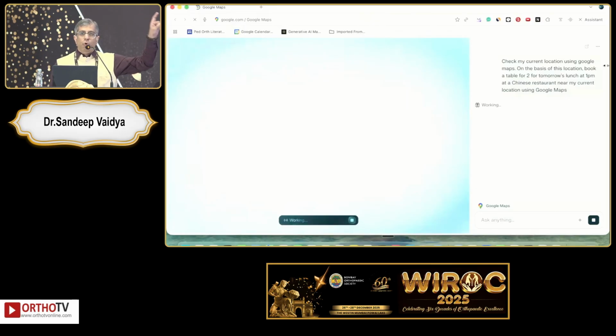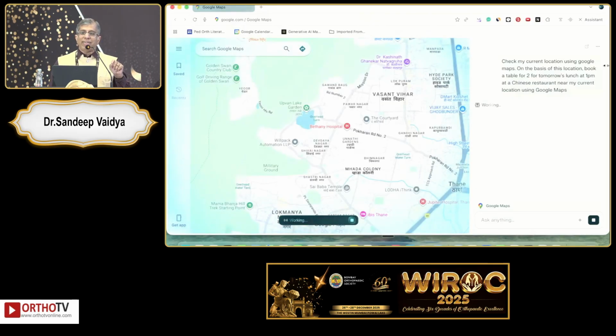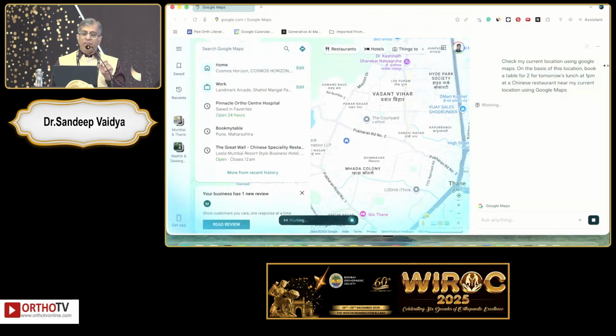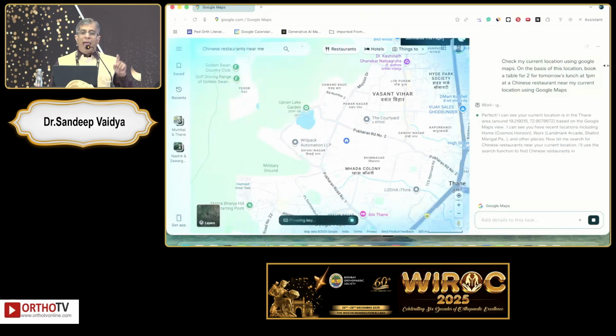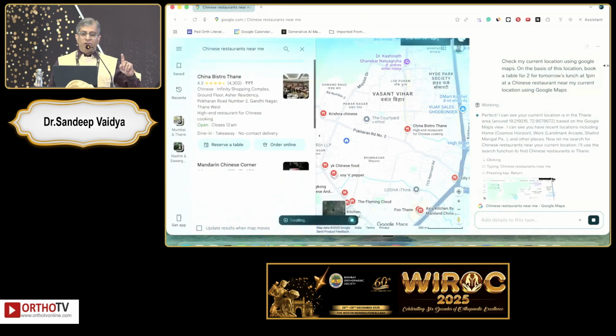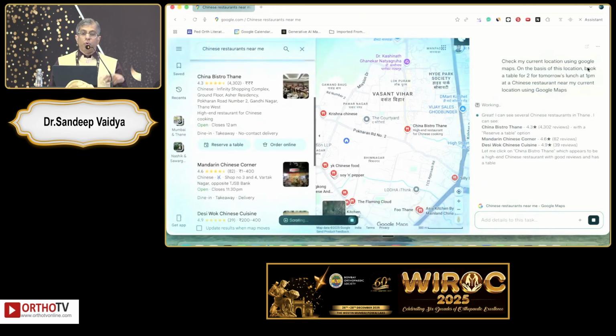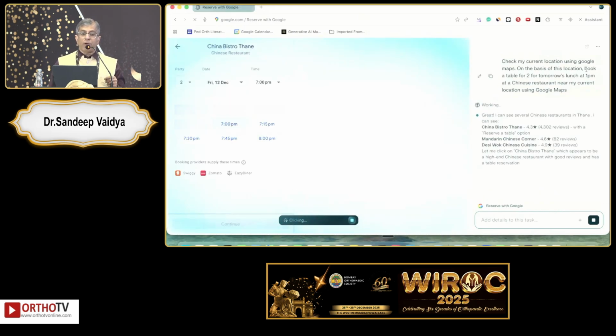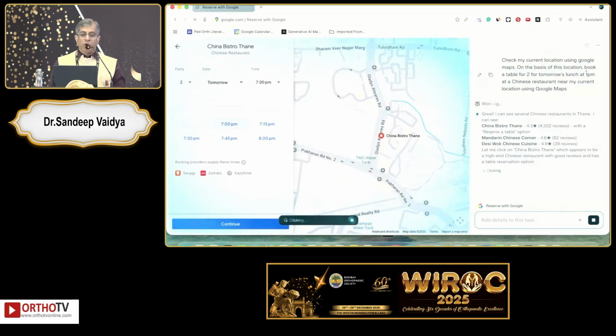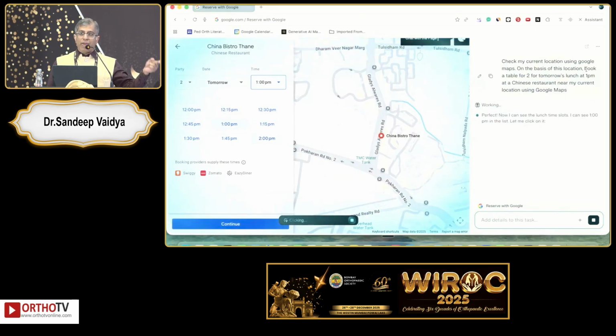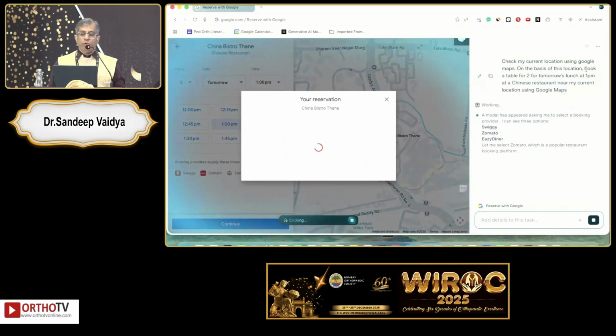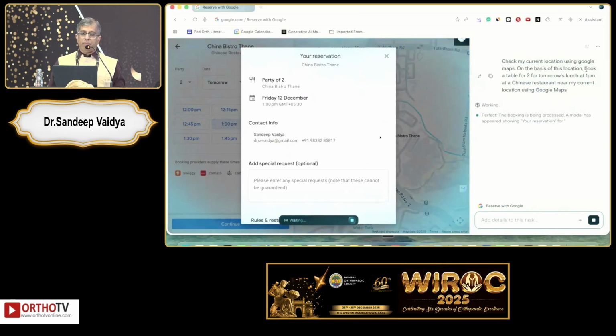That glowing blue border means that on that tab, the AI agent is working. Now I am not working on that tab, okay? And it has opened my Google Maps. It is searching for Chinese restaurants near me. Now it is opening Google reviews. It is looking out for restaurants which have good reviews. Now it has opened the booking tab, and it goes on to finish the booking in my name.